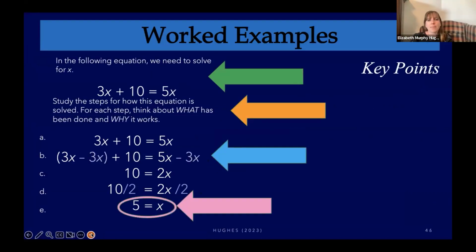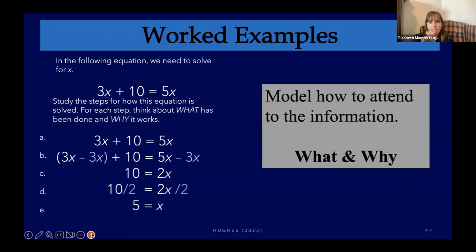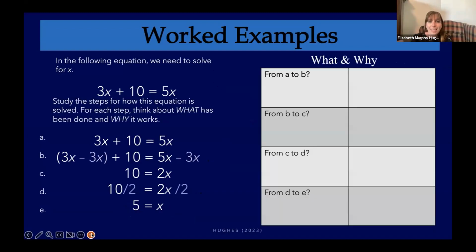For this example, what you're going to want to do is draw students' attention to what's happening in each step. You're going to want to model why and what. So you're going to walk through each one. You're using all that metacognitive teacher talk. You're making the connections. You're saying, what do I need to do? The first thing I need to do is think about getting all of my variables on one side. How am I going to do that? Talking through those elements.